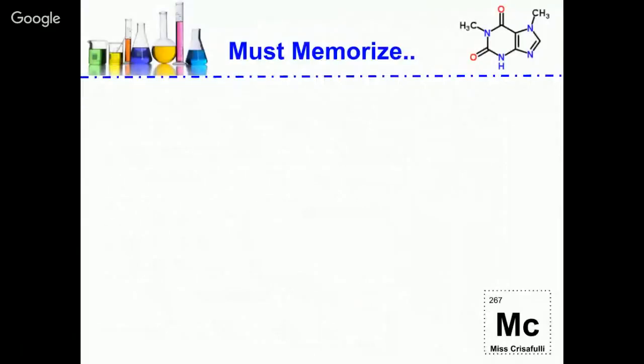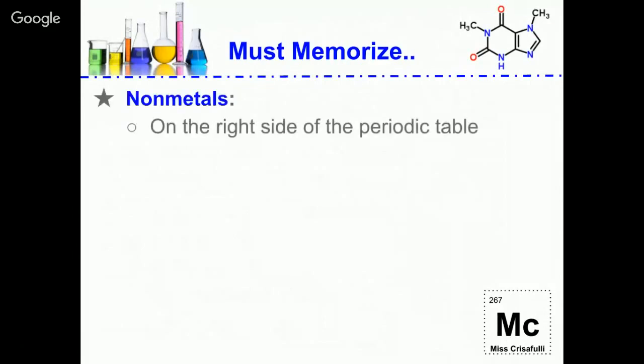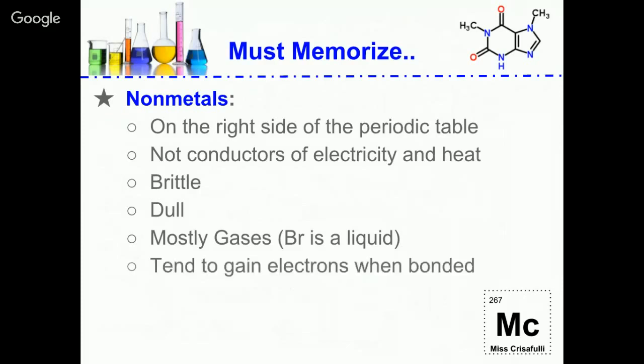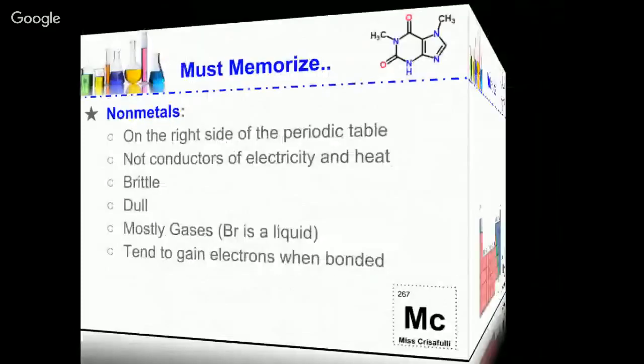And then you also need to memorize the opposite, which is for nonmetals, which means that they're on the right side of the periodic table. They're not conductors of electricity and heat. They're brittle. They're dull. They're mostly gases except for bromine, which is a liquid. They tend to gain electrons when bonded.